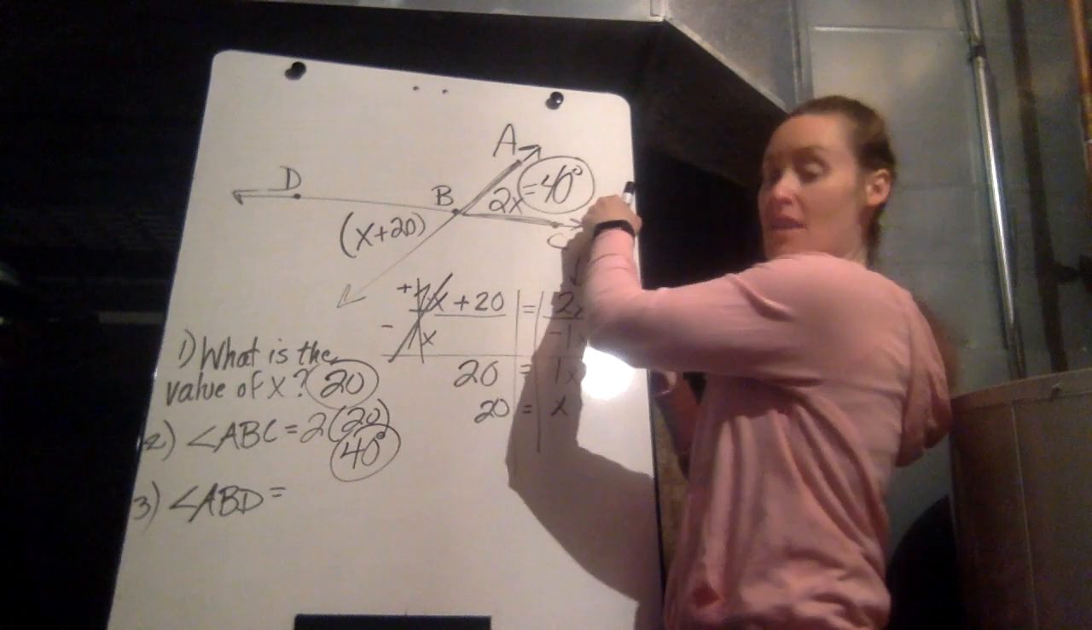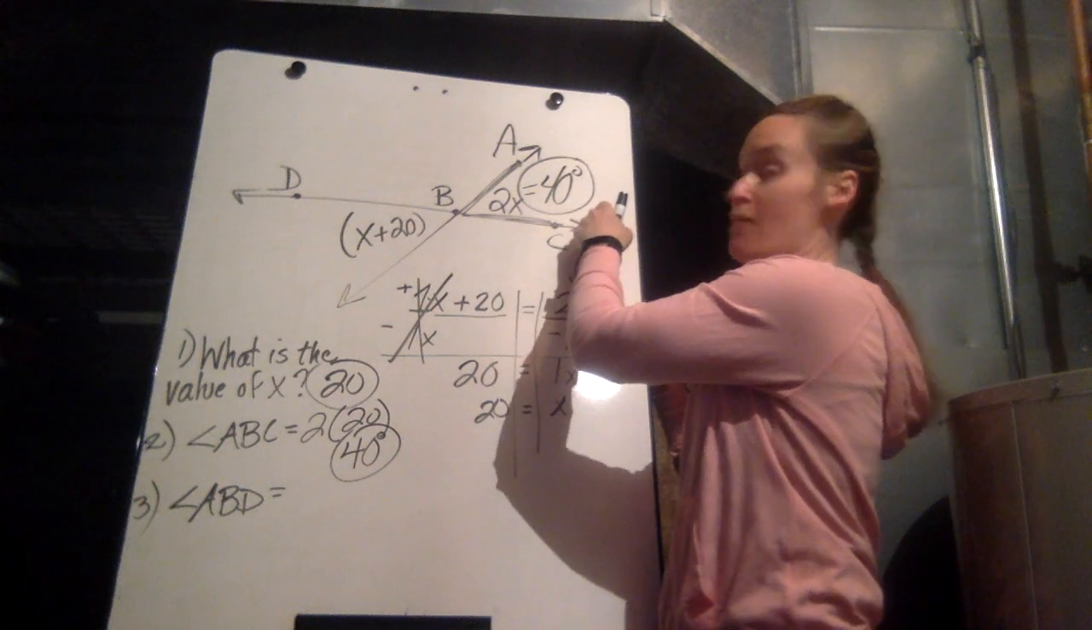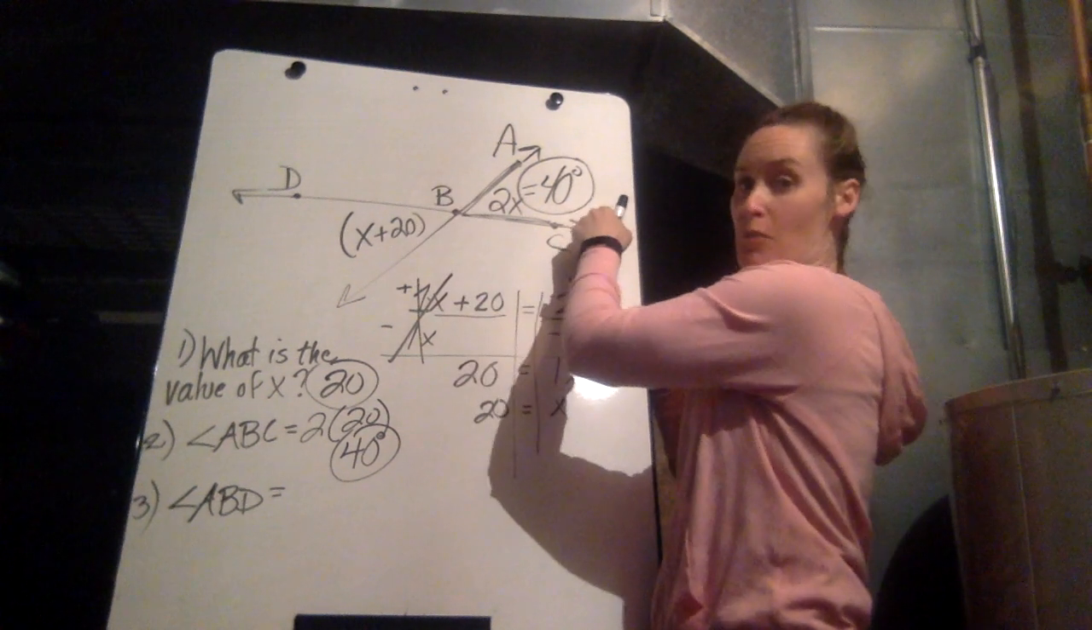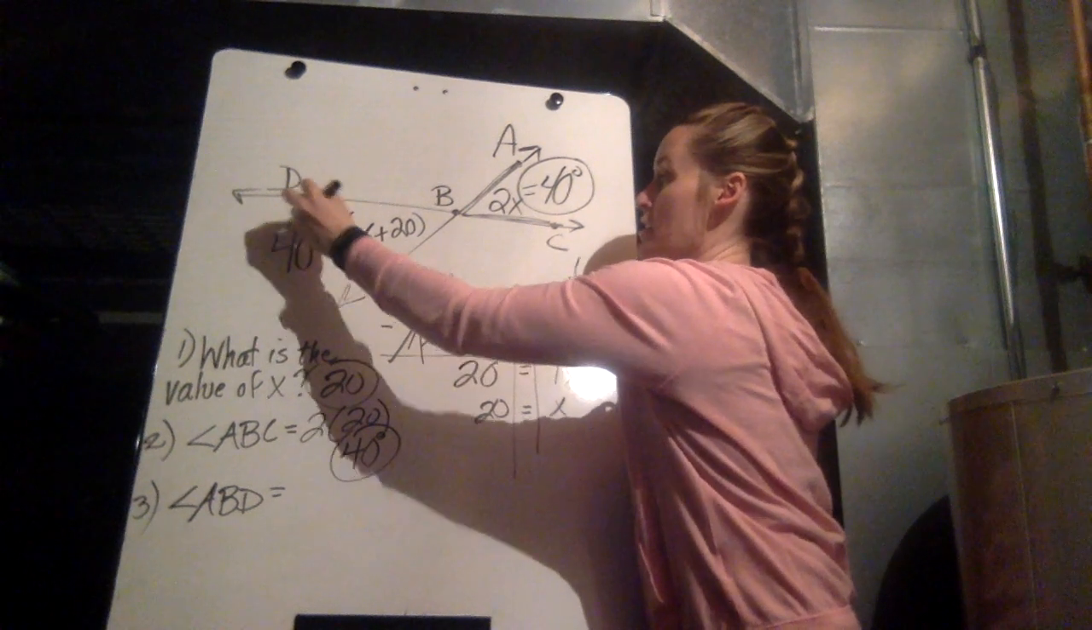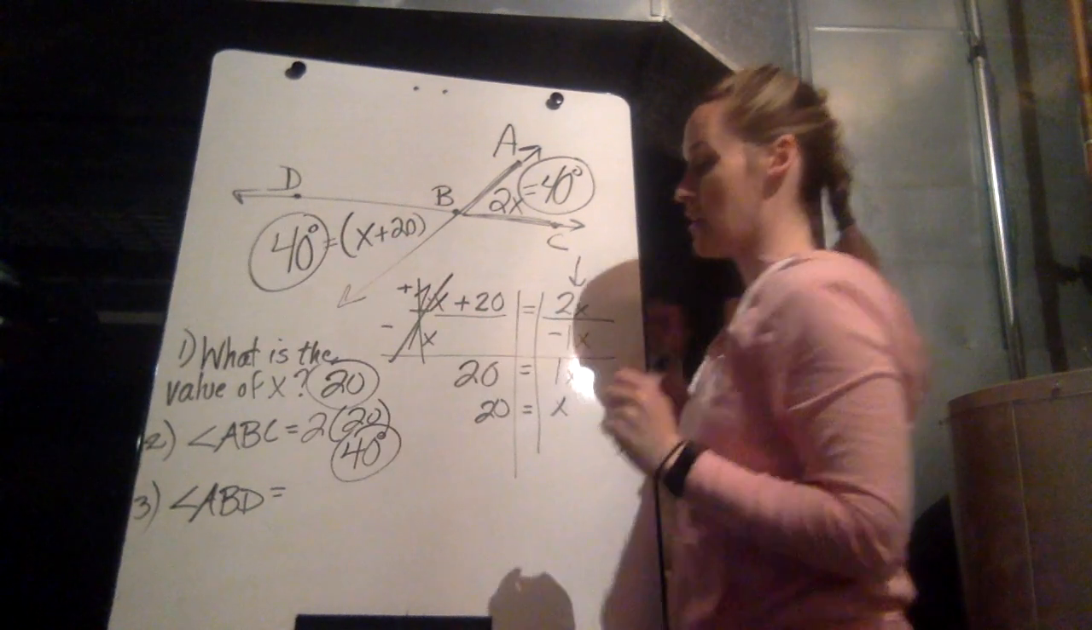Which means if this angle is 40, and we know these are vertical angles and they're acute, obviously we know we did a good job because it's less than 90, then this has to be also 40 degrees. Because 20 plus 20 is 40.